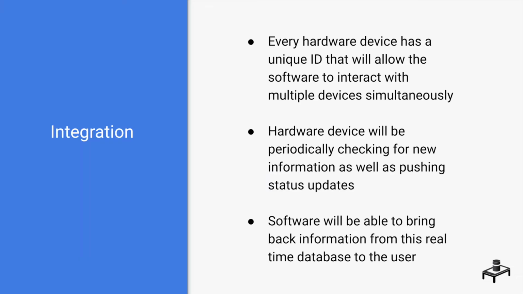Every time a new hardware device is manufactured, each will come with a unique ID number, which will be available to the admin in order to register that new device. This is important because we want to be able to recognize multiple devices in our database and interact with them from the mobile application. The hardware device will be checking for new information periodically, as well as changing the status based on the user input. And the software will be bringing the information back and forth to the user.